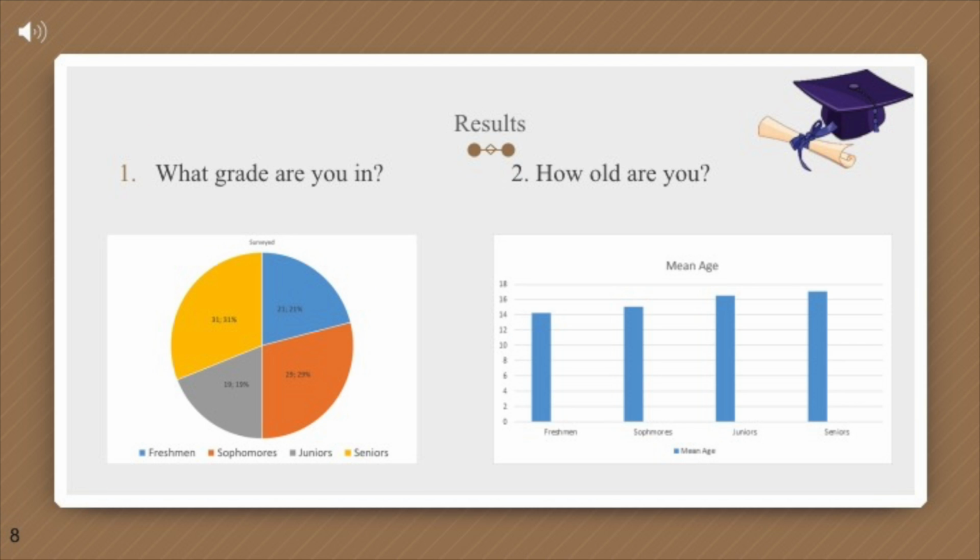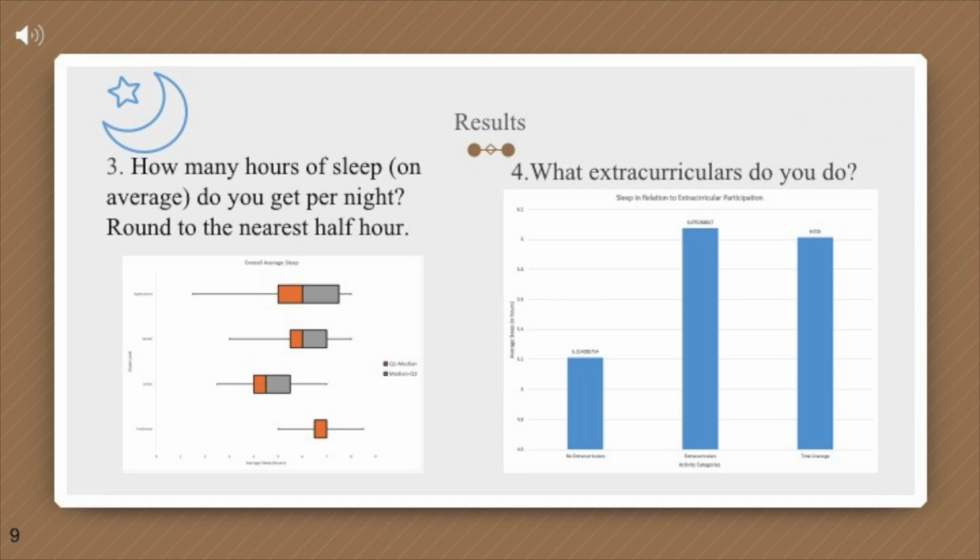The first question we asked the respondents was what grade they are in. We found that 21% were freshmen, 29% were sophomores, 19% were juniors, and 31% were seniors. This information aided us in categorizing and stratifying graphs for our other data. We also found that we had a pretty even distribution of ages.